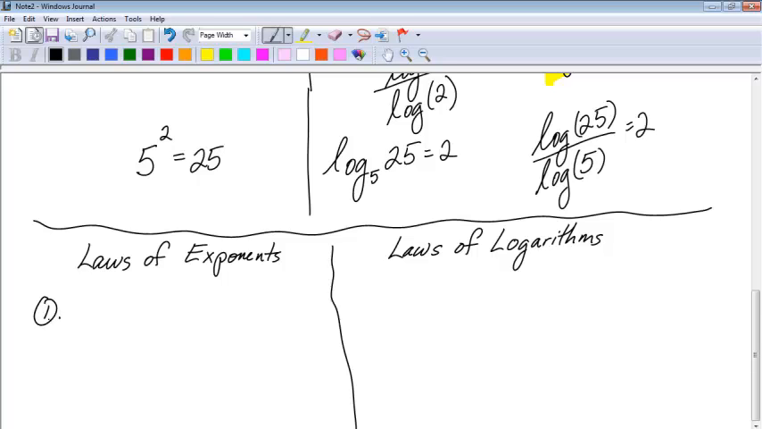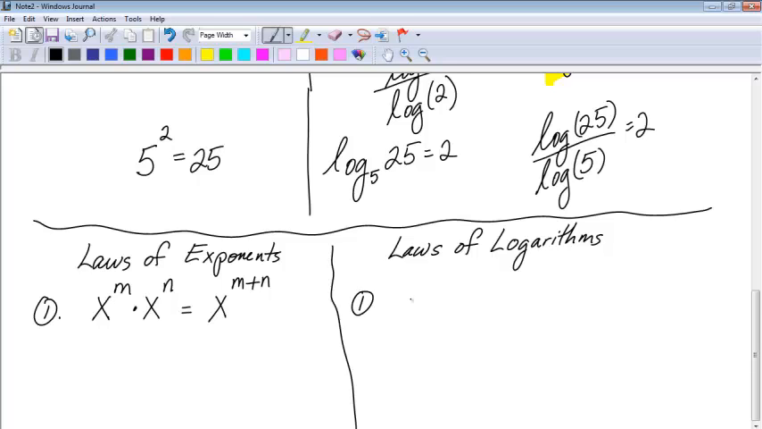The first law of exponents: if you have the same base, like x to the m power times x to the n power, when you multiply monomials and the bases are the same, what do you do with the exponents? You add them, right? x to the m plus n. You add them. Now, laws of logarithms.